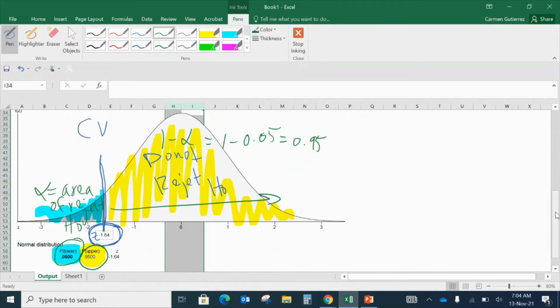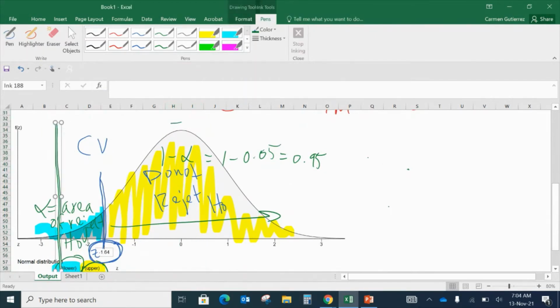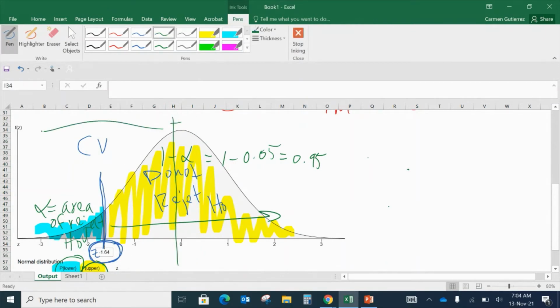Okay, MegaStat has refused to work. This happens too. You need to be ready for everything, ladies and gentlemen. So this line to the middle, you see? Okay, here we go. The Z from the middle to the lower tail is always negative. The Z from the middle to the right tail is positive. So in this case, we're getting a negative 1.64.